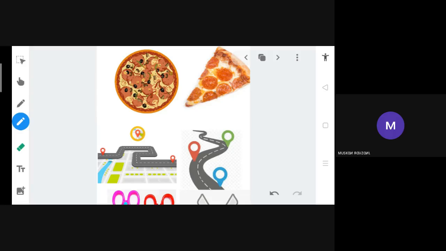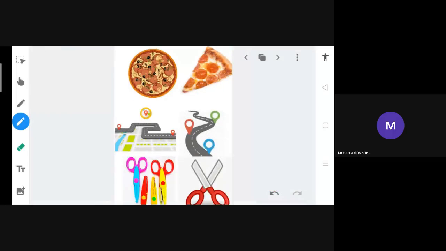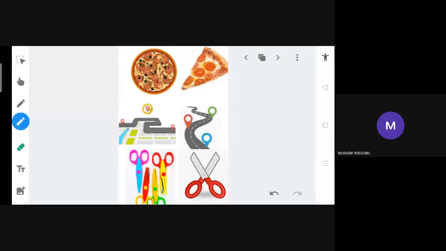Pineapple. Scissor photo is not, it is half picture. Okay. If it is not visible, you can zoom your screen. Okay, ma'am. Ma'am, in pizza's corner, that was corner. I said no, after 2 minutes we will discuss.